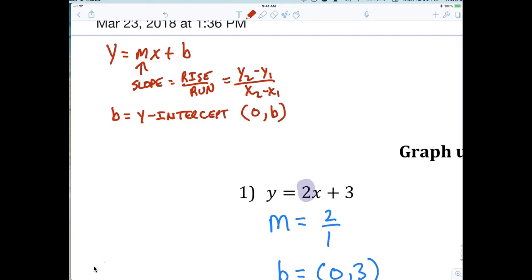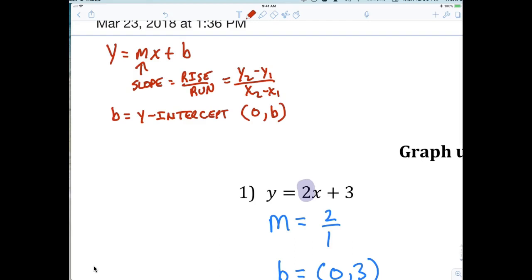Now, what exactly is the y-intercept? It's the location on the y-axis that the line crosses. So your graph is going to cross the y-axis, and where it crosses the y-axis, that's called the y-intercept. And the y-intercept always has an x-coordinate that is 0.